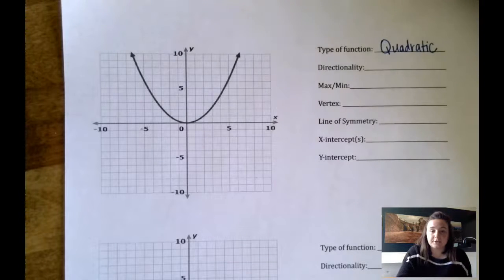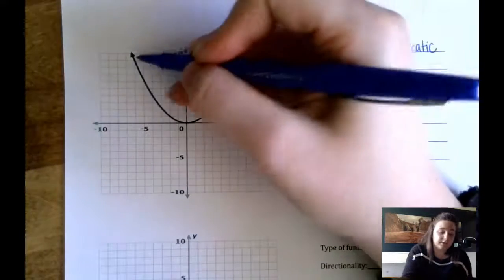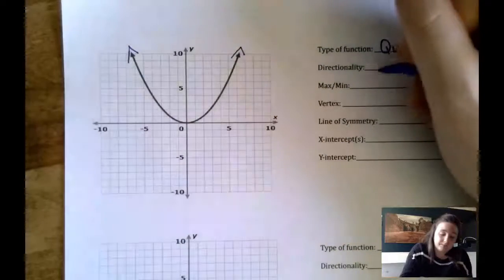Next is our directionality, and so we have two choices. We can either go up or go down. And you're looking at where the quadratic opens toward, where the arrows are pointing. That will tell you up or down. So in our case, our arrows are pointing up.